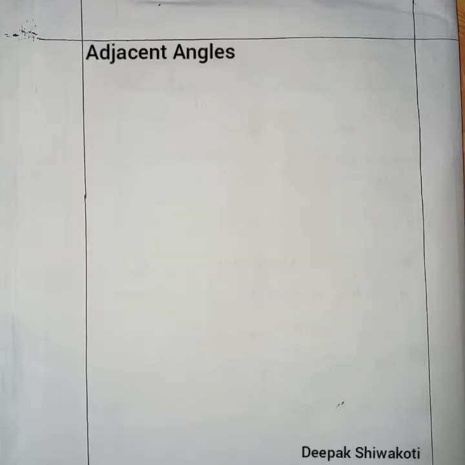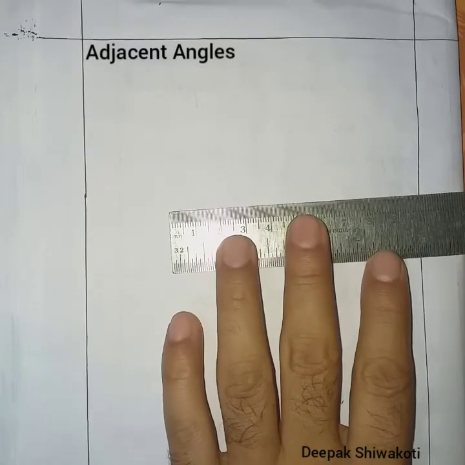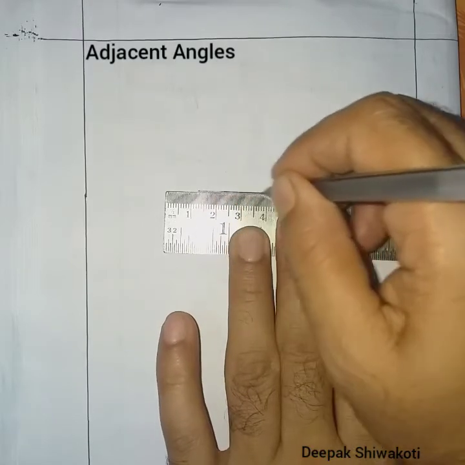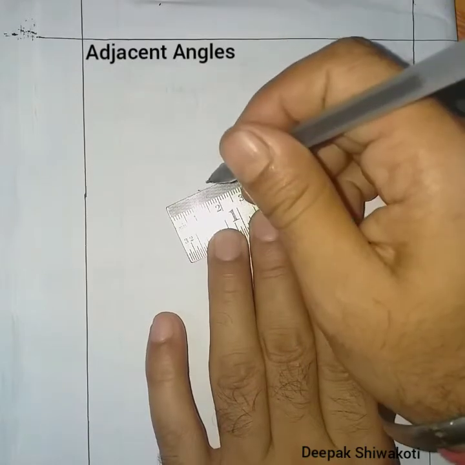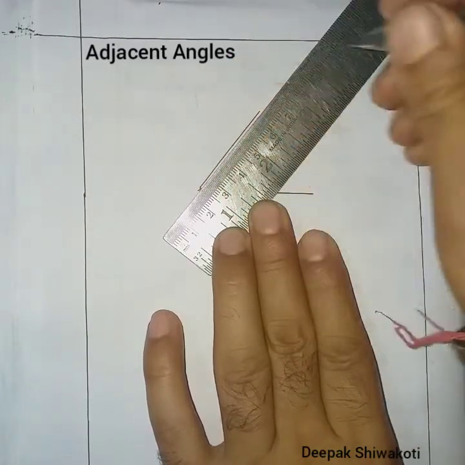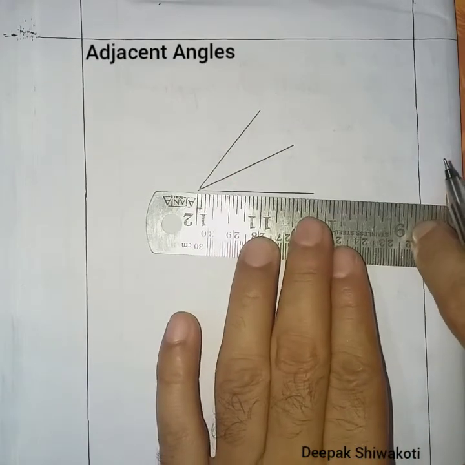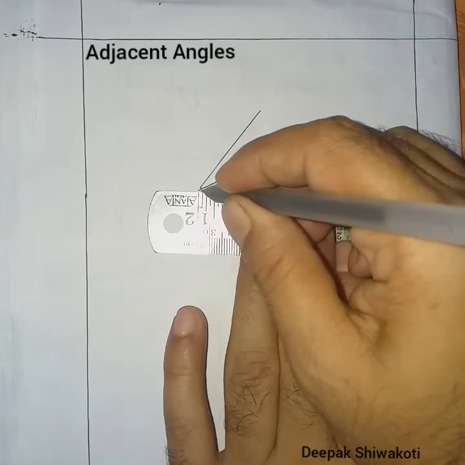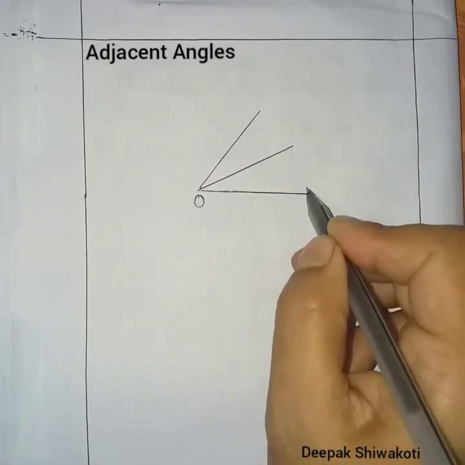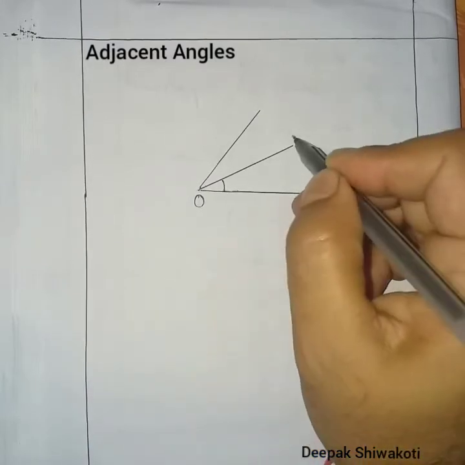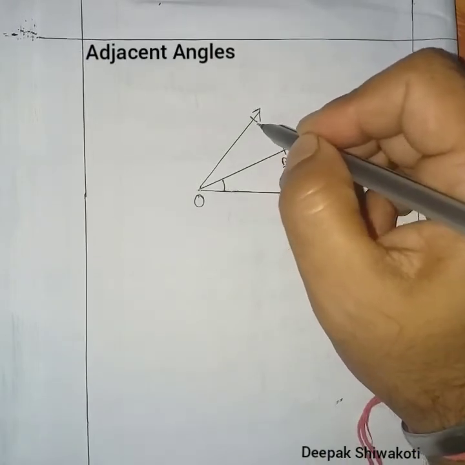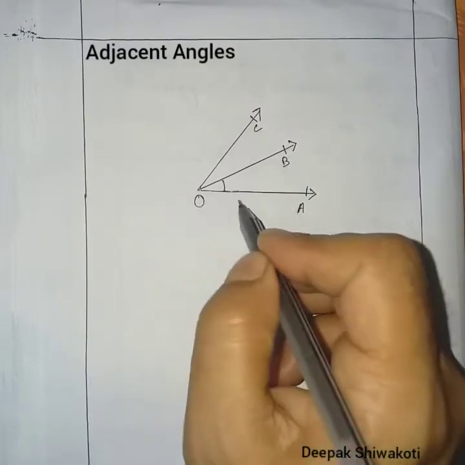First of all, adjacent angles. Here I am drawing three rays coming out from one point O. This is point O, this is ray OA, this is ray OB, and this is ray OC. Okay, so these rays are making angles here.